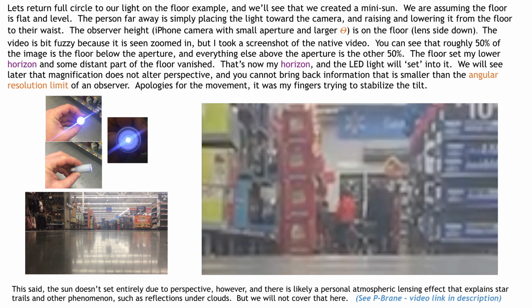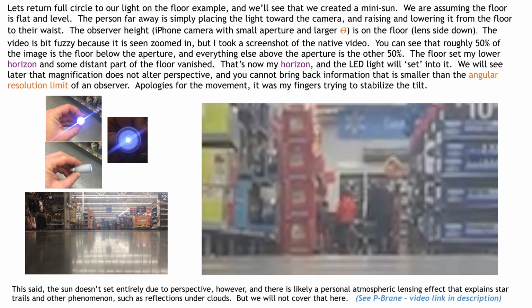So let's return full circle to our light on the floor example that we showed earlier, and we'll see that we created essentially a mini sun. And we are assuming that the floor is flat and level. The person far away is simply placing the light toward the camera and raising and lowering it from the floor to their waist. The observer height, which is the iPhone camera with a small aperture and larger theta, is on the floor, lens side down, so again closer to the floor.